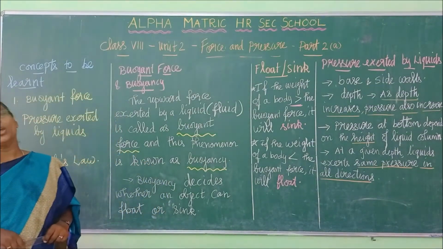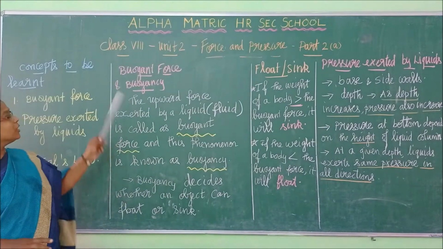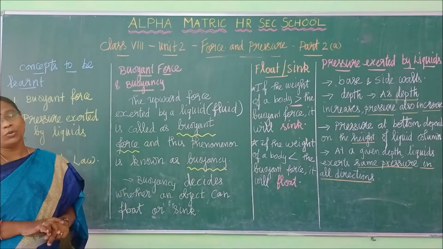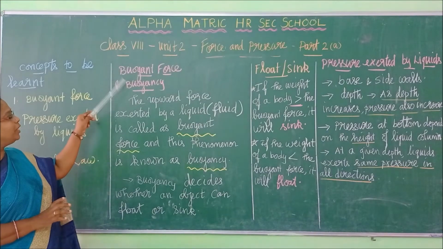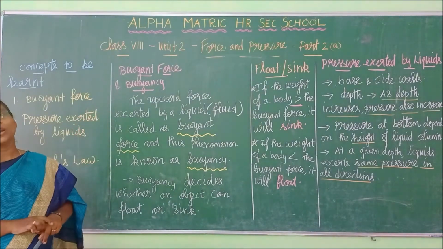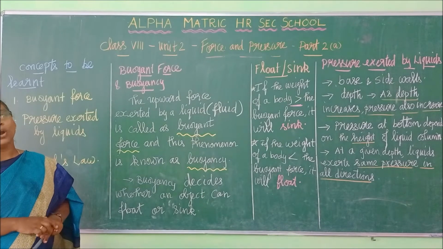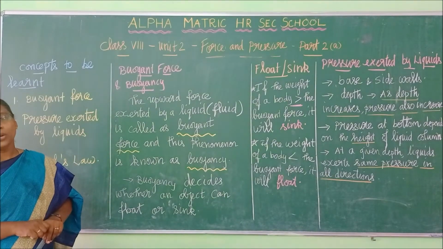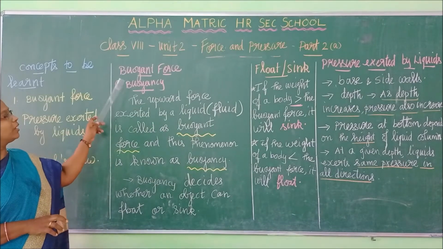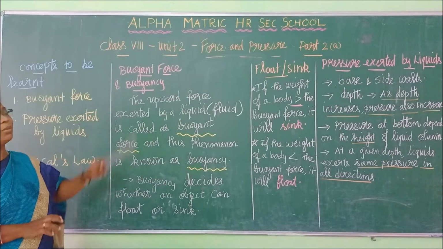Say the word buoyant. It's a new word for you, and the spelling also, don't get confused. Usually children make mistakes in this. It is B-U-O-Y. When you pronounce it as buoyant, children tend to write B-U-Y-O, so don't get confused with that spelling. Be very clear: buoyant force and buoyancy.